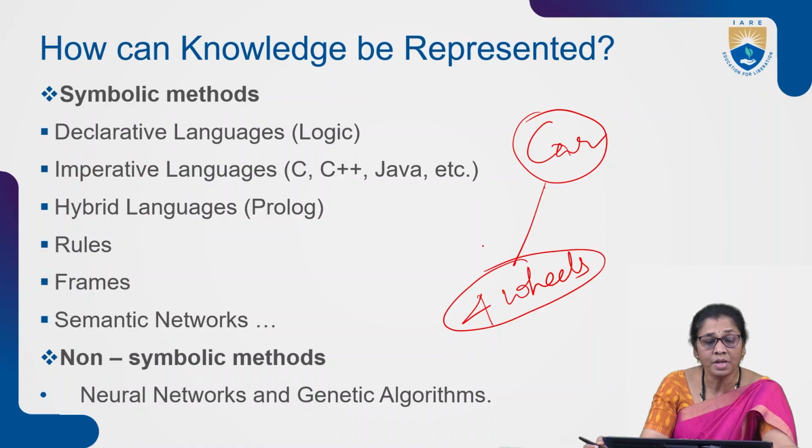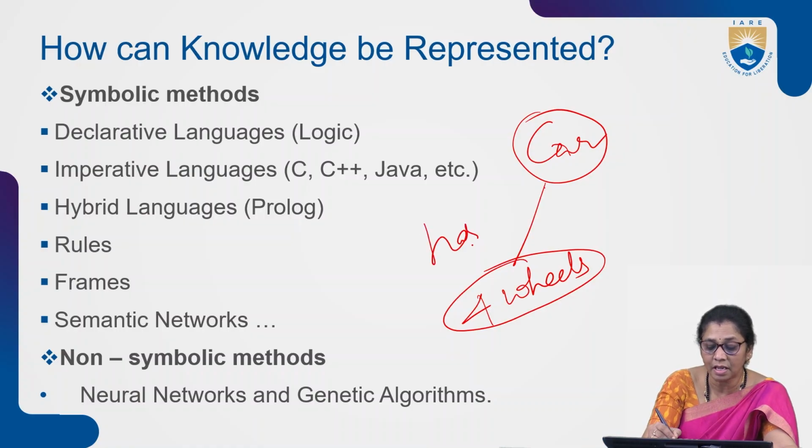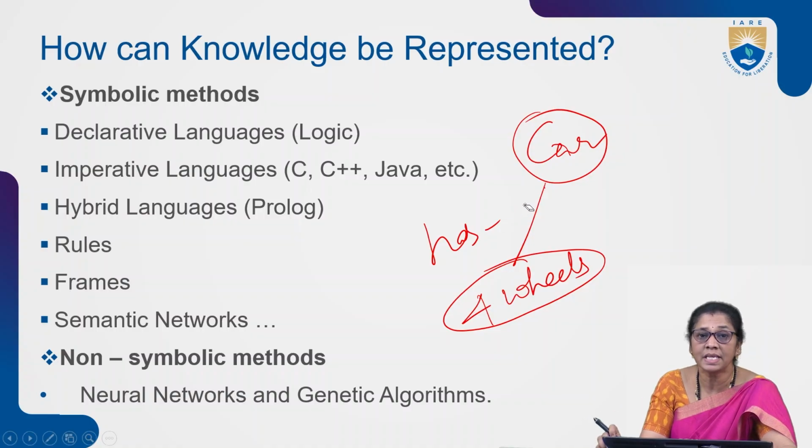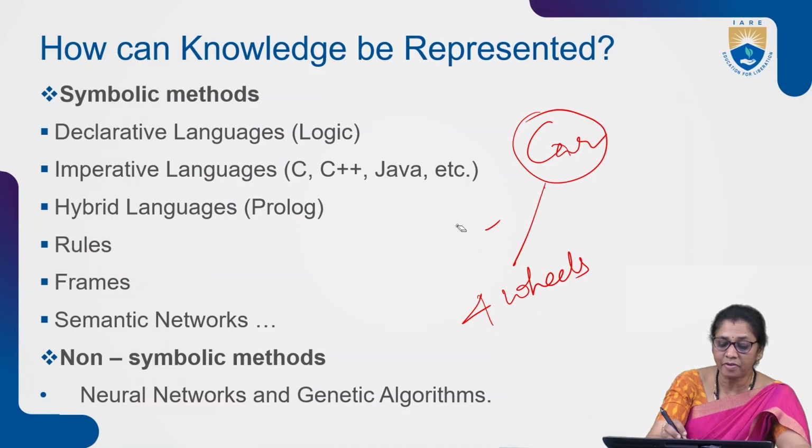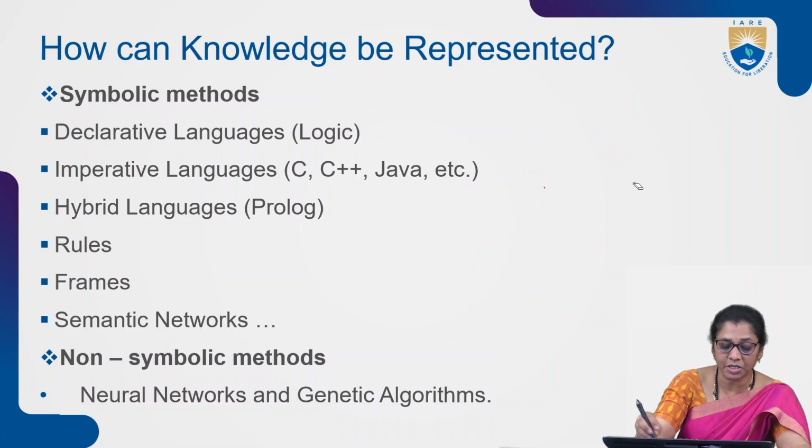Here car is a node and four wheels are a node. And what is the relationship? It has four wheels. We can say the relationship is "has". Car has four wheels. And we have even non-symbolic representations also.